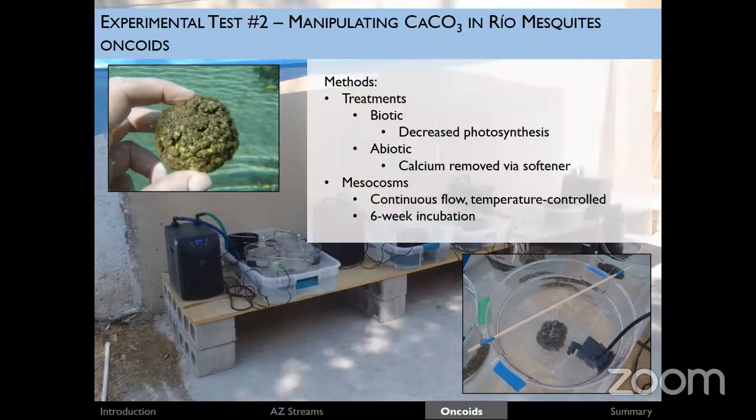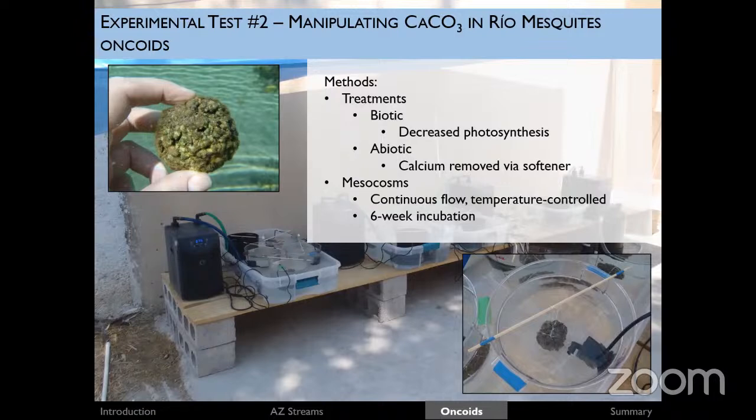And I took advantage of the fact that I could work in buckets instead of stream reaches to be a little bit fancier in how I reduced calcium carbonate deposition. So I repeated the decreased photosynthesis approach that I had done in the streams, but then I also just removed calcium from the water. I did that by running the water through a water softener, replacing those calcium ions with sodium and potassium, and then incubated them for 6 weeks and basically saw what happened.